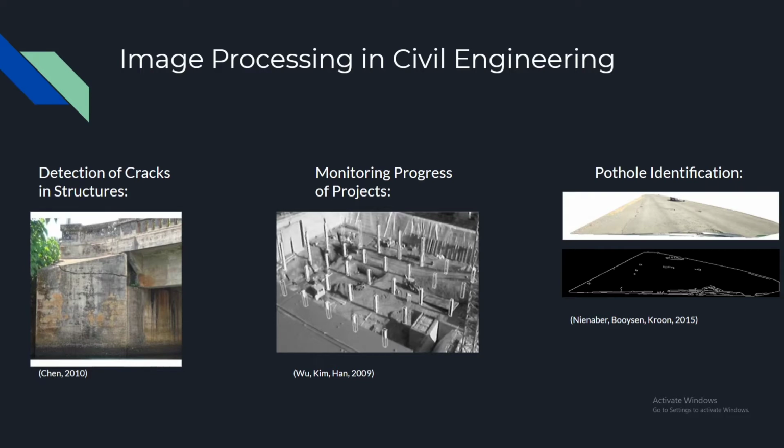The second use for edge detection can be monitoring the progress of construction projects, especially projects that contain repetitive structures. The example given in our source was these repetitive concrete columns here. Edge detection can be used to identify and count how many of these concrete columns have already been constructed, which can then automate the monitoring of the progress of the construction project.